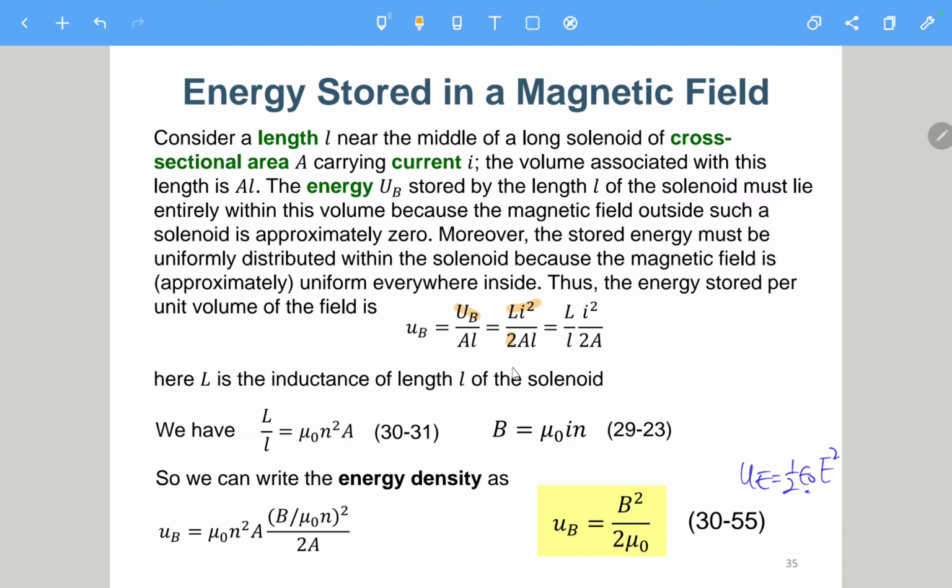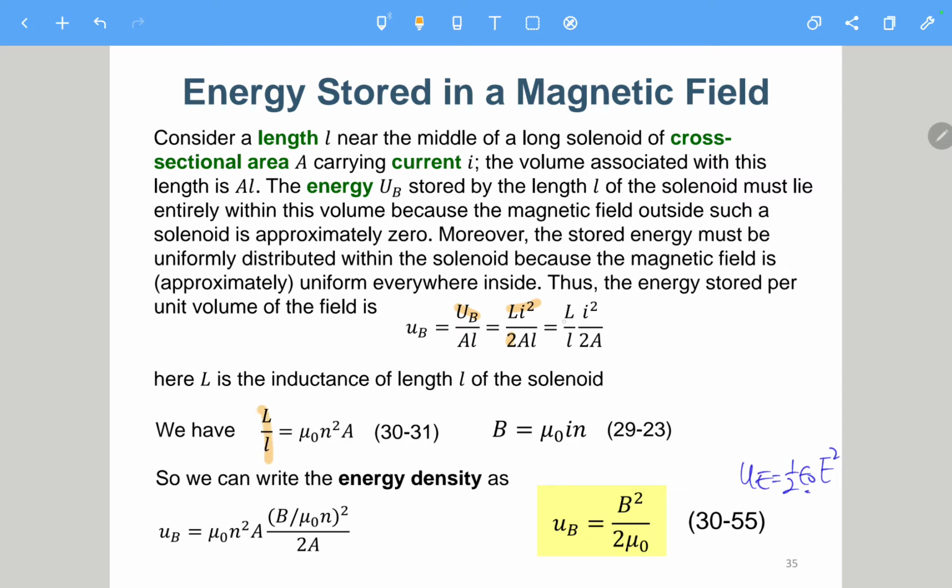Okay, and then we have capital L over small l. You put it in the front, and then i squared over 2A. So we are just reordering it without changing anything. Previously we derived that capital L over l equals this one. And then we also have B equals mu 0 n i, which we derived in chapter 29. So we try to put this one here.